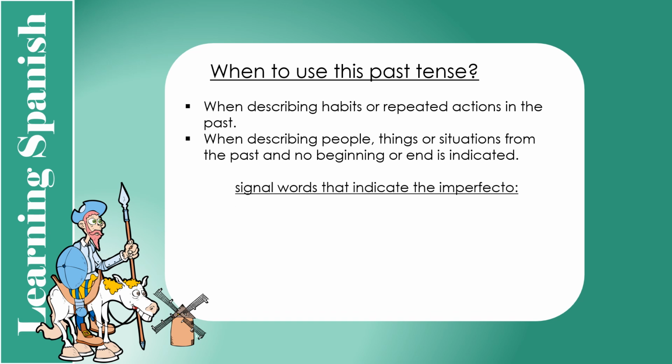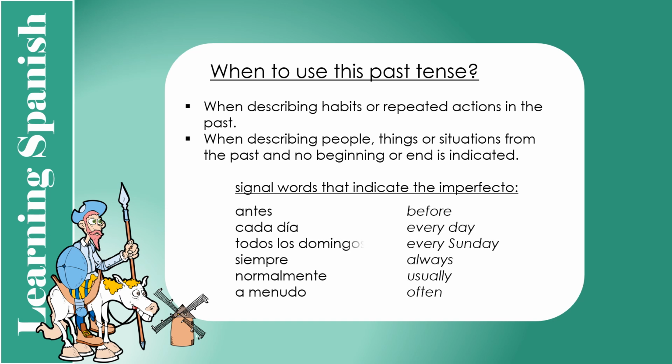Now, signal words that can help in deciding whether or not to use this past tense are antes, before, cada día, every day, todos los domingos, every Sunday, siempre, always, normalmente, usually, a menudo, often. All these kind of signal words indicate a certain repetition or a habit.